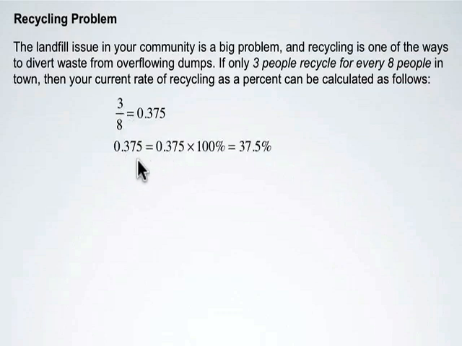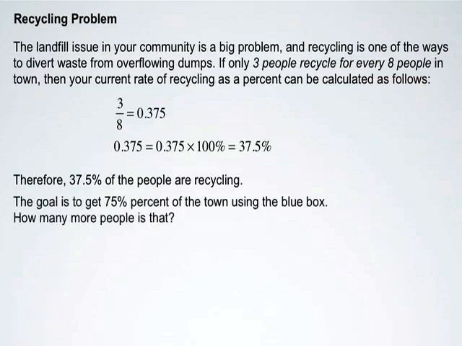To go from a decimal to a percent, we multiply by 100. So 0.375 times 100 gives me 37.5%. Right now, 37.5% of the people are recycling. The goal, however, is to get 75% of the town using blue boxes. So how many more people does that turn out to be?